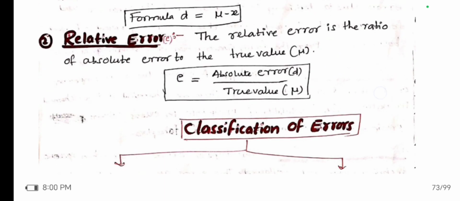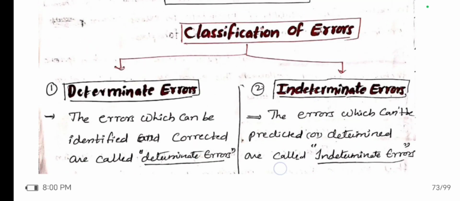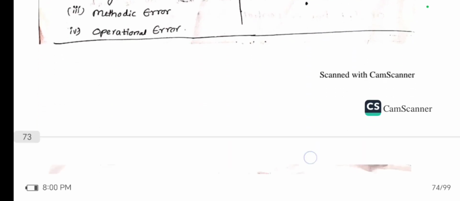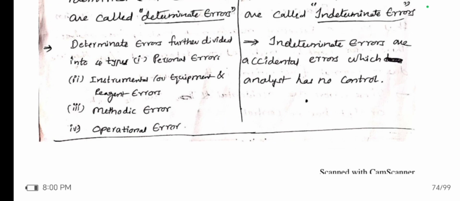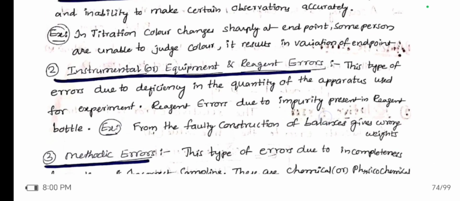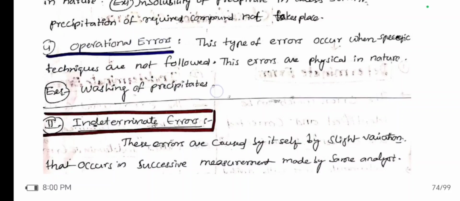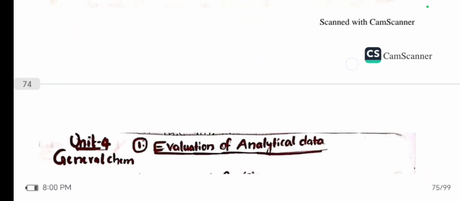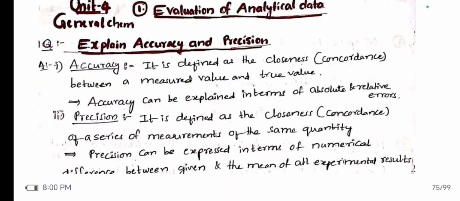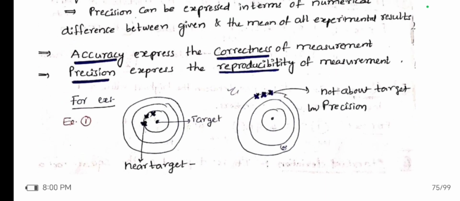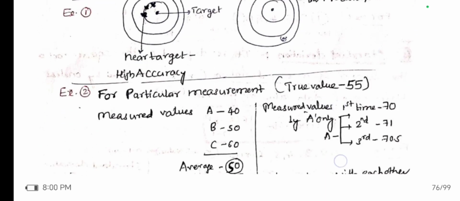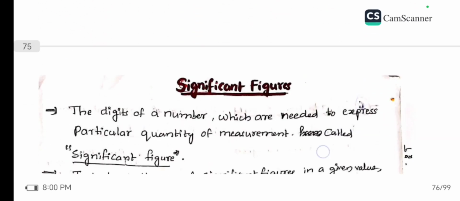Errors: absolute error, relative error, classification of errors, determinate, indeterminate errors. Okay, indeterminate class, another classification: personal, instrument, methodic, operational. Here theory is also there. Don't leave this one. That is the error topic. See what is accuracy, precision. Okay, from this diagram you can write the matter, and I have given examples also.